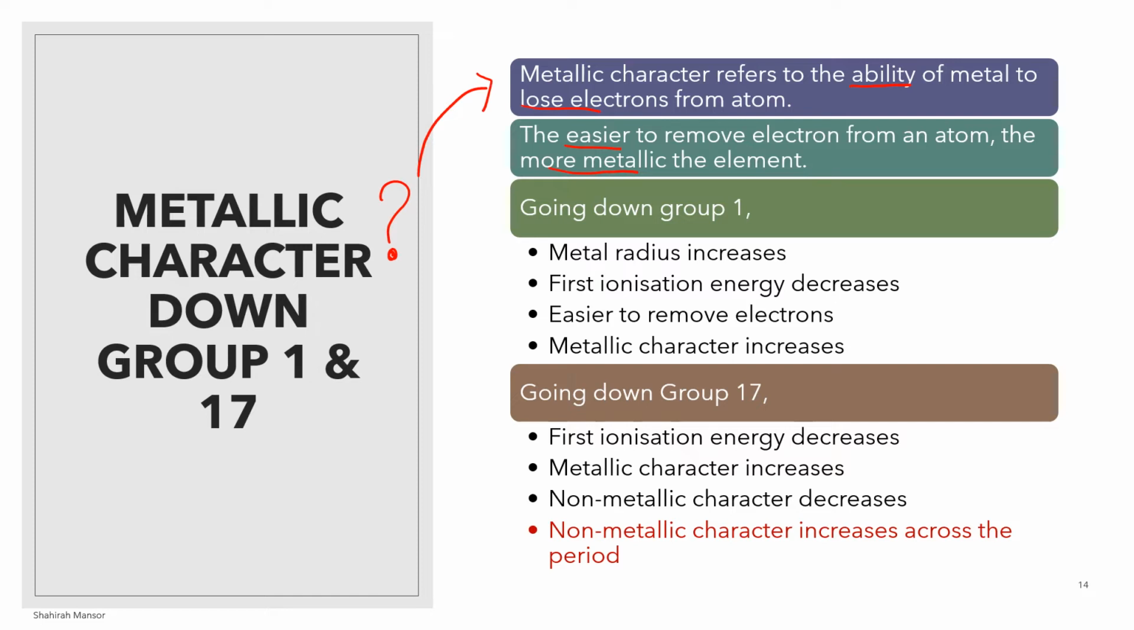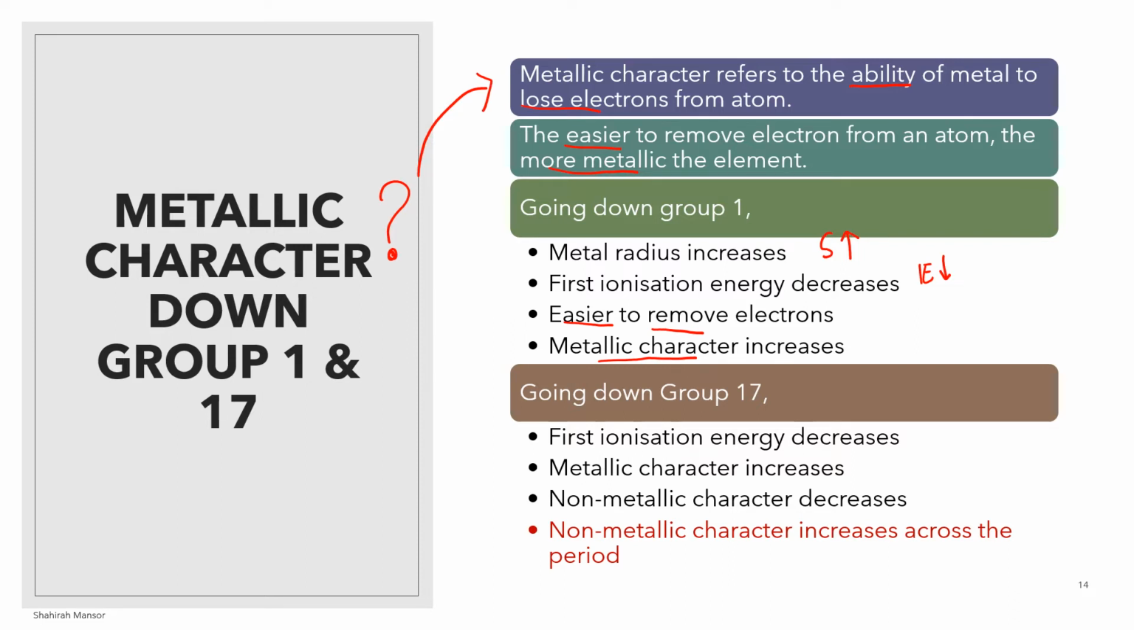So as we go down group 1, menuruni kumpulan 1, of course the atomic size will increase. So when atomic size increases, first IE will decrease. So it is easier to remove the electron. So metallic character will increase. And as we go down group 17 as well, menuruni kumpulan 17, the same thing akan happen, iaitu atomic size will increase. First IE will decrease, so the metallic character will increase.